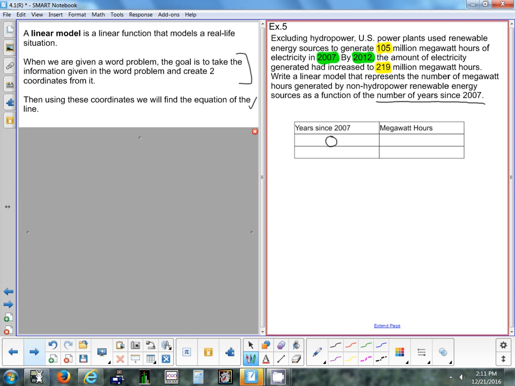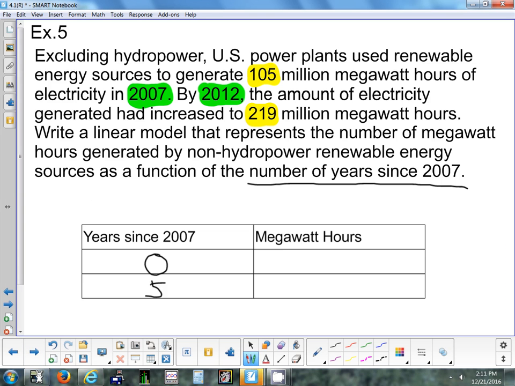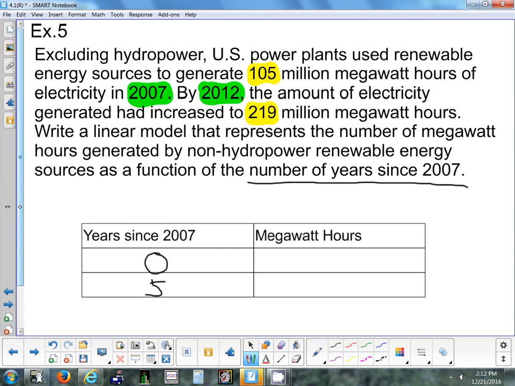Okay. The next year is 2012. How many years since 2007 is 2012? How many years have gone by? Okay. 5 years. Hey guys, if you can't count them, just do 2012 minus 2007. It'll give it to you. Okay, so this was the one for 2007. This was the one for 2012. How many megawatt hours of electricity were produced in 2007? That's going to go in this top box.